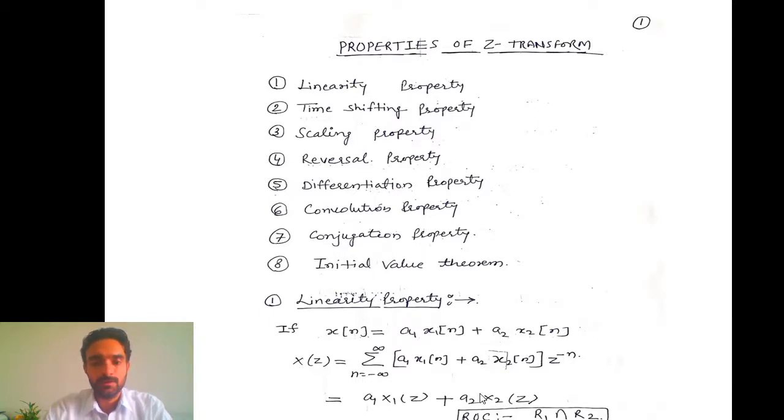So this is the Z transform of this particular combination of signals, and the ROC will be the intersection of R1 and R2. R1 is the ROC of x1(n) and R2 is the ROC of x2(n), and the intersection region of these two will be the final ROC of this particular combination of signals. This is the linearity property.